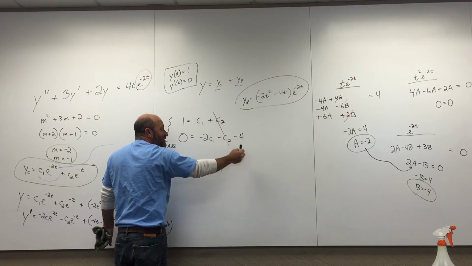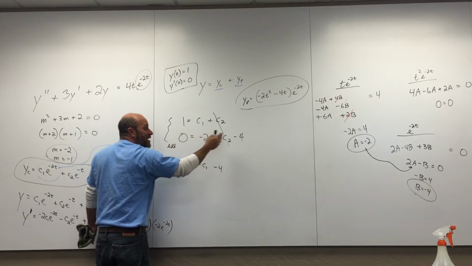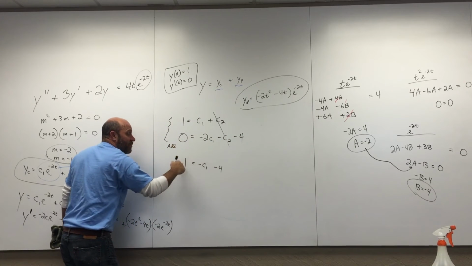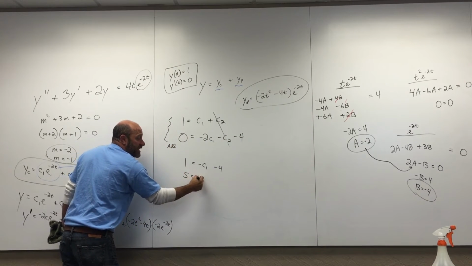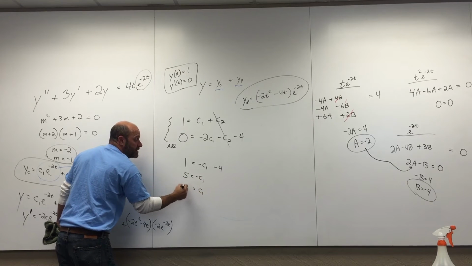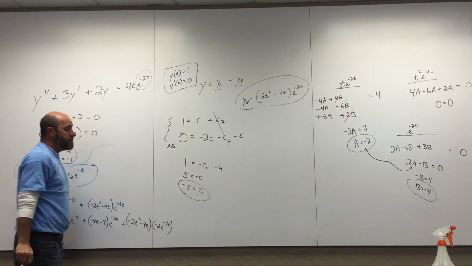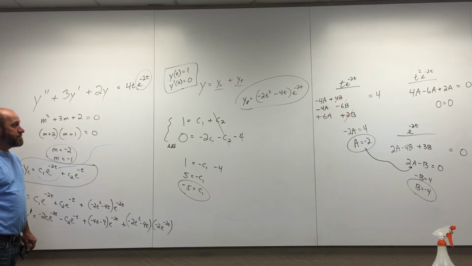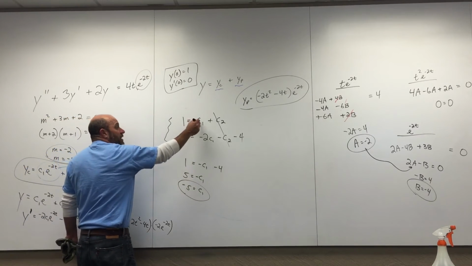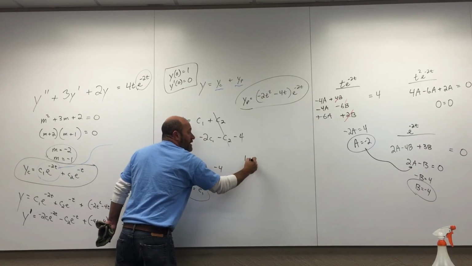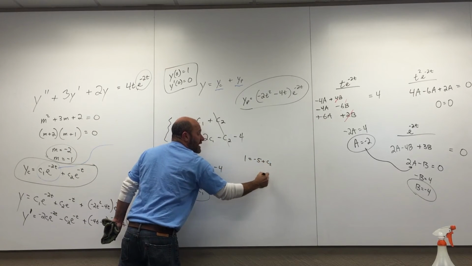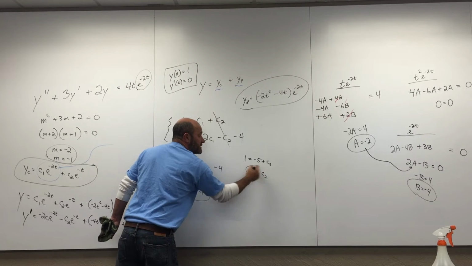Normally you don't do that. Normally that's on the other side, but that's okay. We'll move it to the other side now, and we'll have a 5 equals negative C1, or C1 is negative 5. If C1 is negative 5, I'll plug it right in there. 1 equals negative 5 plus C2. I guess C2 is a 6.